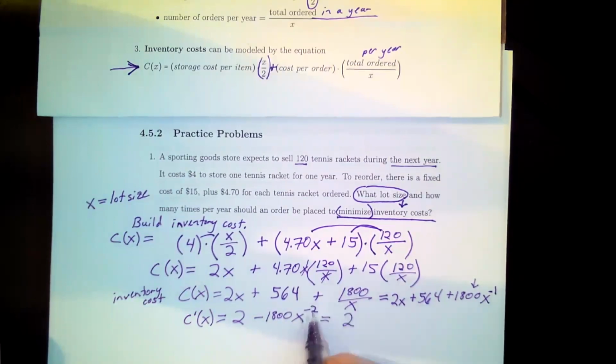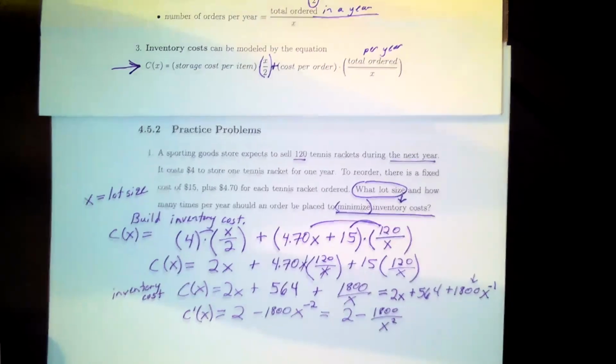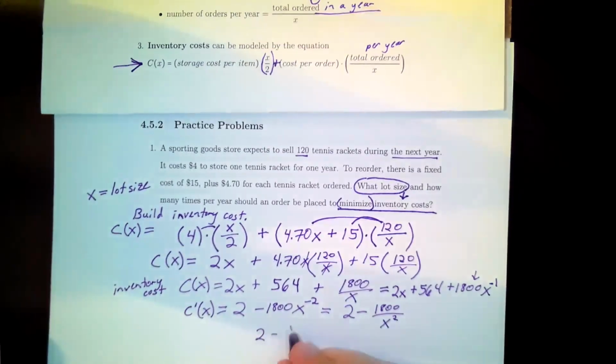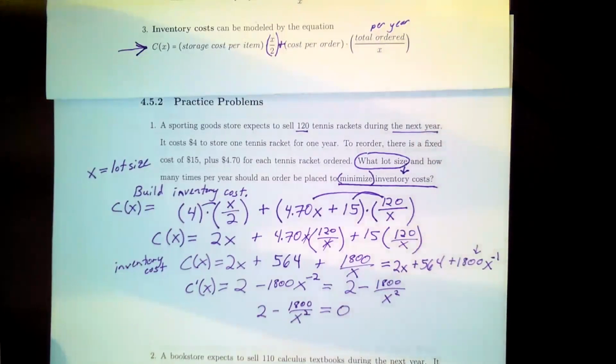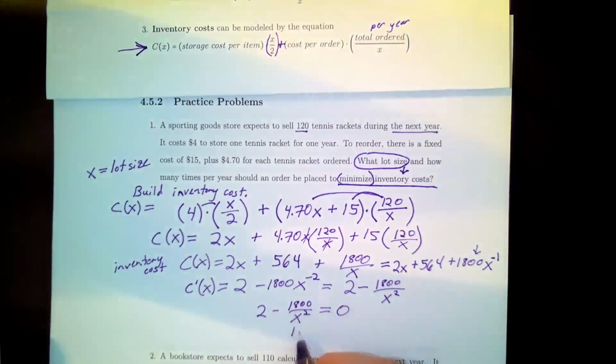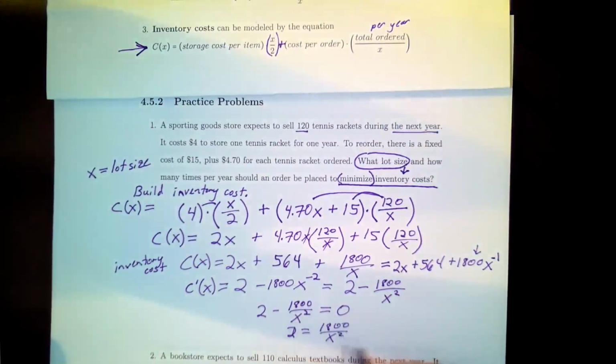I'm now going to flip this back down into the denominator and make this 1800 over x squared. I'm supposed to take this now and set this equal to 0 because I'm trying to find the critical number. My critical number will correspond to our local minimum. So add the 1800 over x squared. Multiply both sides by x squared. You get 2x squared is equal to 1800.